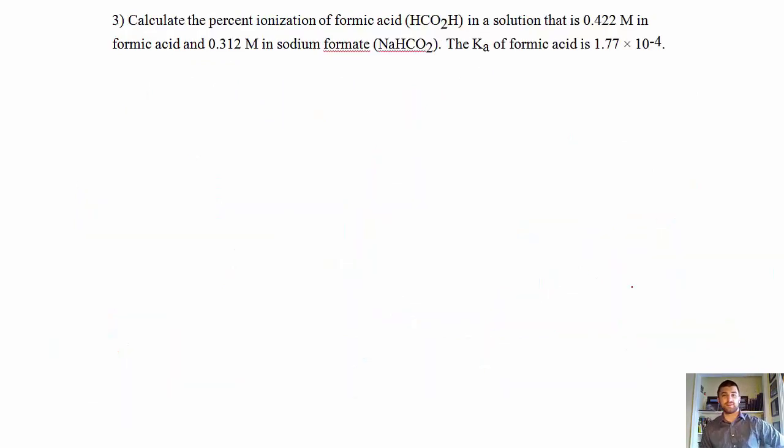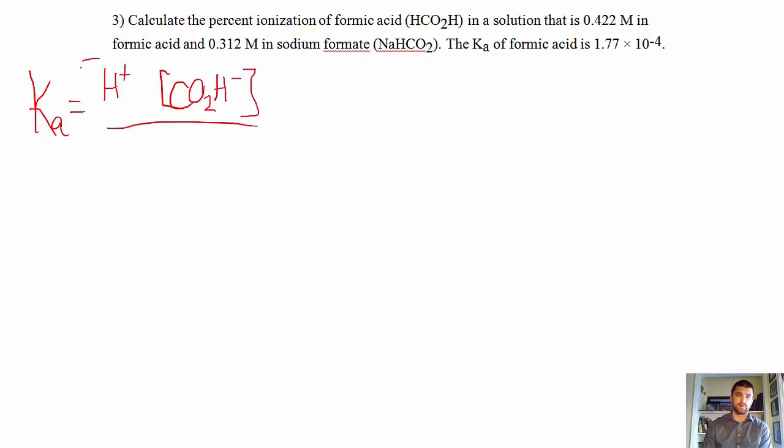All right, number 3, it says calculate the percent ionization of formic acid in a solution that is 0.422 molar in formic acid and 0.312 molar in sodium formate. All right, so this is just like the last problem, except a little different. Do they use the same numbers? No, right? They're not that nice. So we're going to have to do, again, our Ka is going to equal the H⁺ times the CO₂H⁻ all over the HCO₂H.